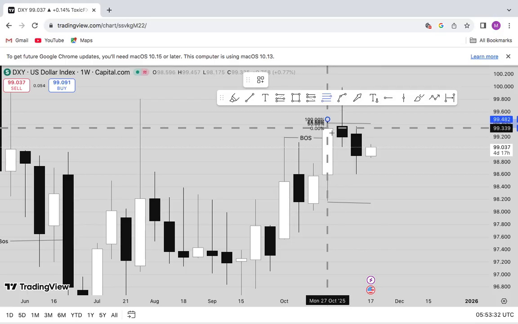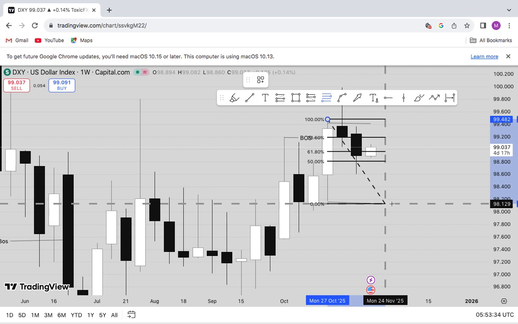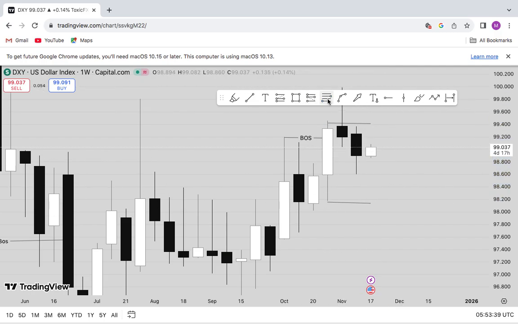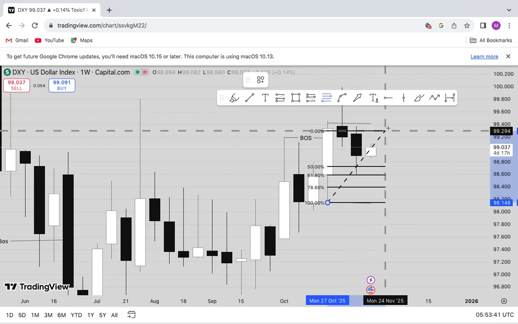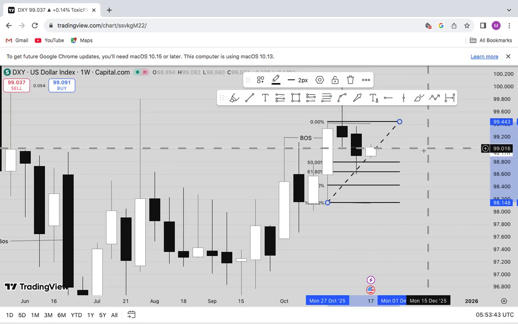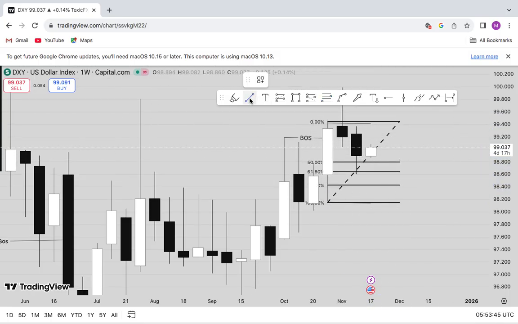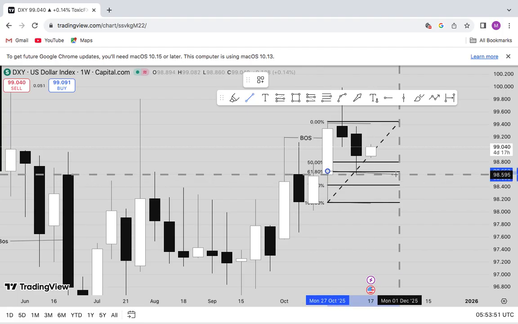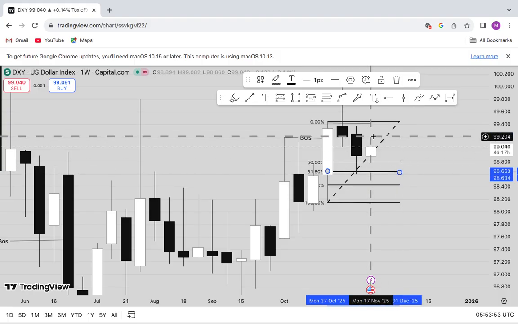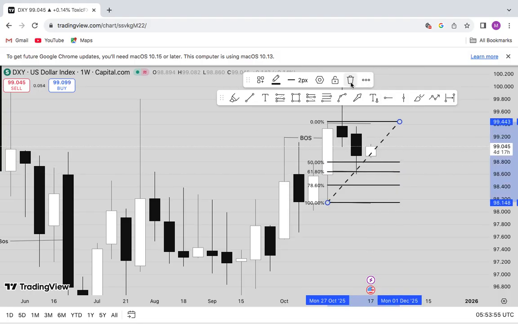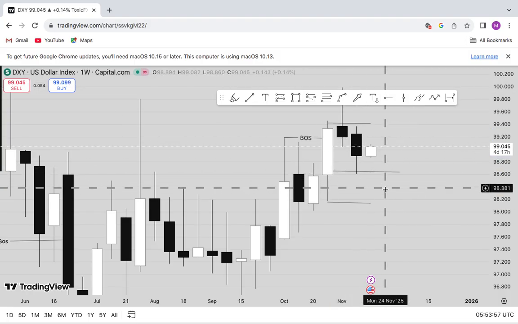So you take your Fibonacci from your CRT high to your CRT low and you mark out the 50%. So low to high, this is our CRT move, and you see price is reacting presently at our 61.8%, which is also a valid key level. So you mark it out and you head down to the lower time frame.